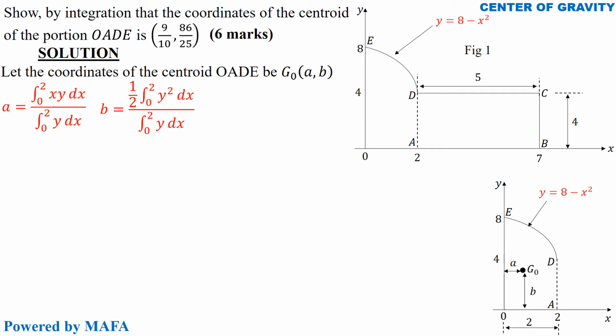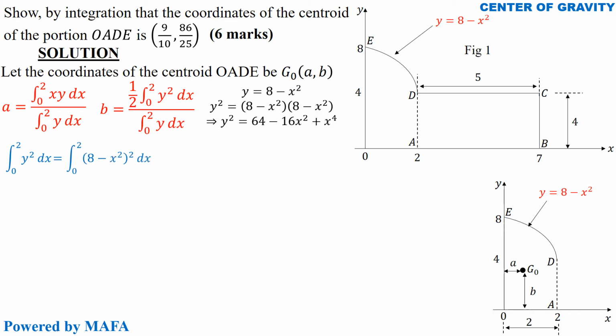Alright, let's move on to finding the y coordinate, which is b. Since we have the area already, we just begin by finding the integral from 0 to 2 of y squared dx. Now y squared is simply y times y. Simplifying, we have that expression. So the integral from 0 to 2 of y squared dx is the integral from 0 to 2 of 8 minus x squared all squared, which is the integral from 0 to 2 of that expression which we expanded.